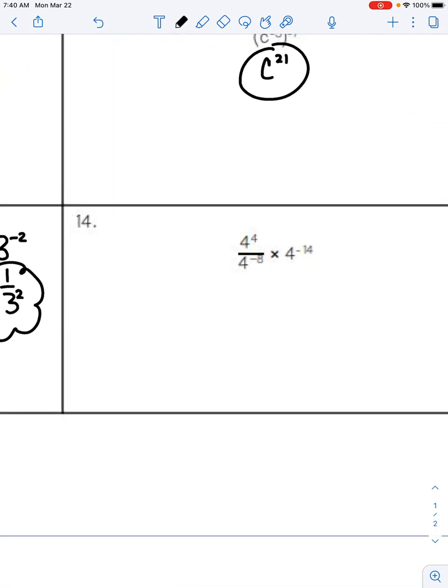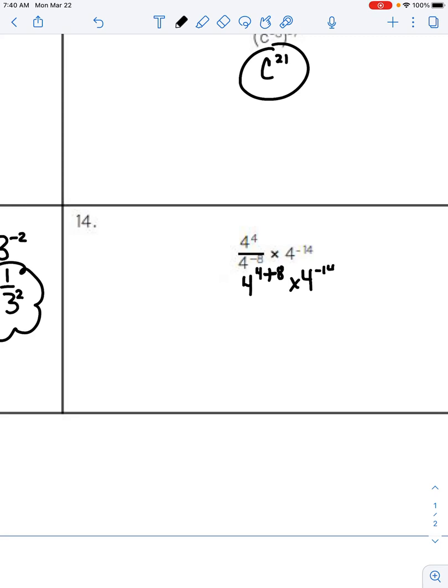And now let's finish number 14. I see 2 rules. I see the quotient rule, and then I also see the product rule. So let's do the quotient rule first. The quotient rule says keep the base, subtract the exponents. So 4 minus a negative 8, that actually becomes 4 plus 8.